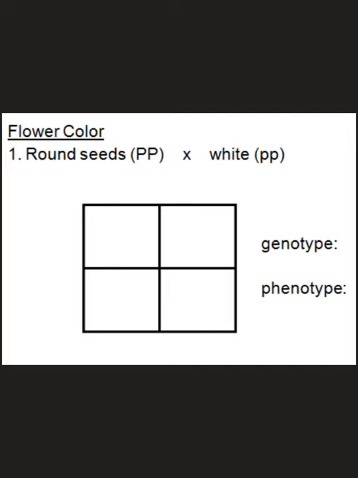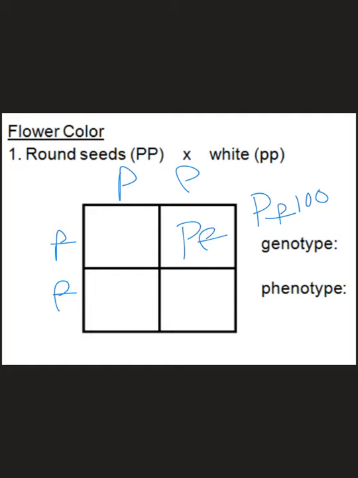All right, these are the answers to your Punnett Square practice problems. I don't know why this one erased, but you have round homozygous crossed with white. So it's capital, capital crossed with lowercase, lowercase. It's 100% heterozygous genotype, which is capital lowercase, that's 100%, and then your phenotypes are 100% round. Okay, number 2.